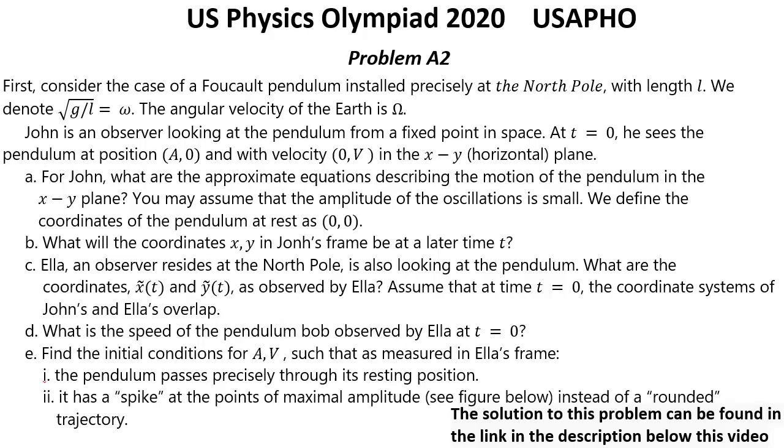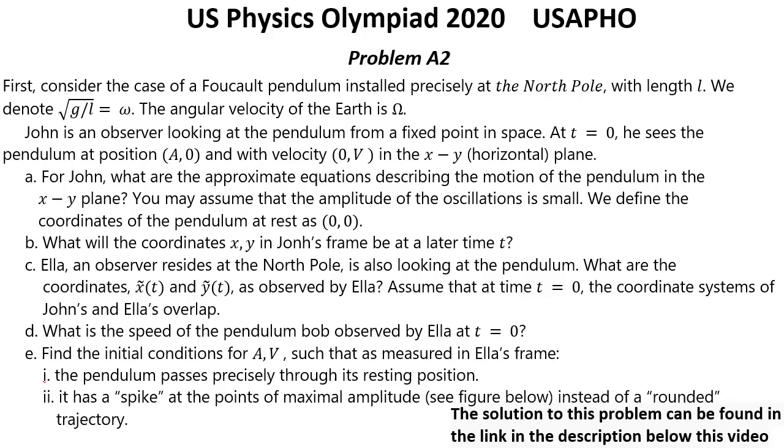Question C. Ella, an observer who resides at the North Pole, is also looking at the pendulum. What are the coordinates x tilde and y tilde as observed by Ella? Assume that at time t equals 0, the coordinate systems of John and Ella overlap. Question D. What is the speed of the pendulum bob observed by Ella at t equals 0?